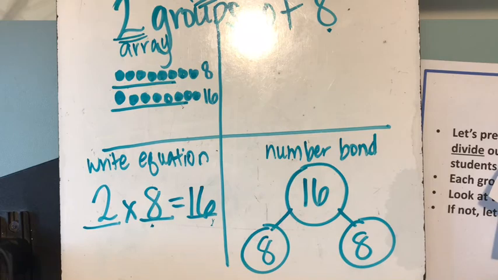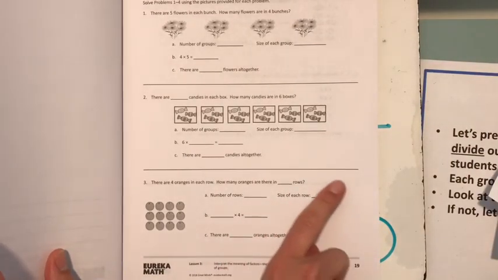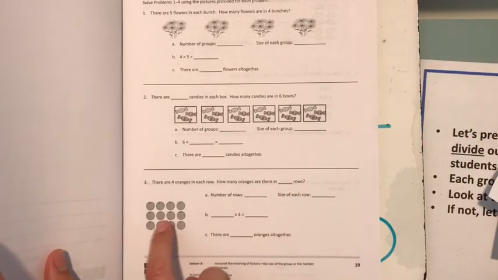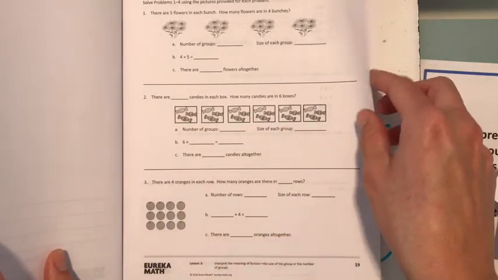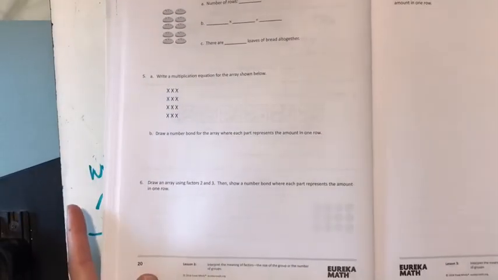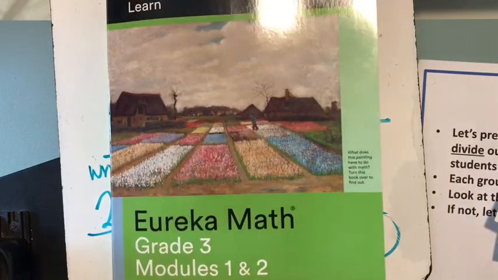Okay, now I want to go over our independent work. You are to do page 19. Does this look familiar? Yeah, this looks familiar, right? We just did it. We just practiced it. And page 20. So page 19 and page 20. All right, good luck with your independent work.